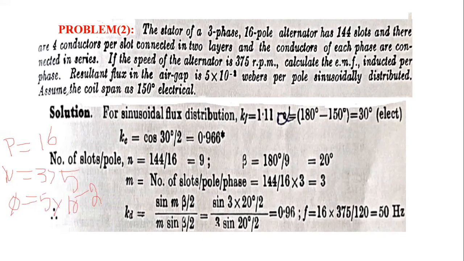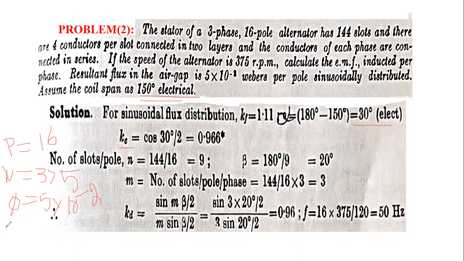Sinusoidally distributed, assume the coil span is 150 electrical degrees. For a sinusoidal distribution, KF is equal to 1.11, and then we determine alpha. What is the formula for alpha? That is 180 degrees minus the coil span, 150. Then we obtain alpha equal to 30 degrees electrical.